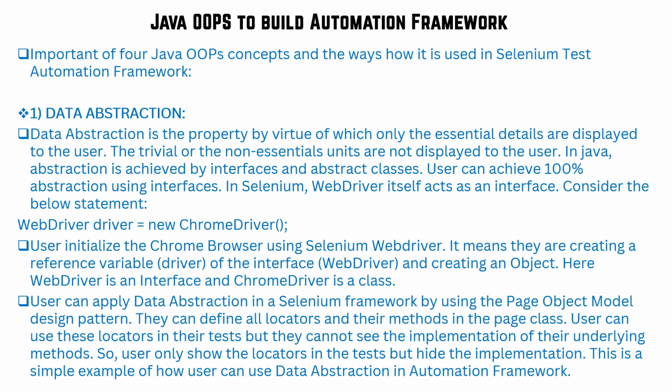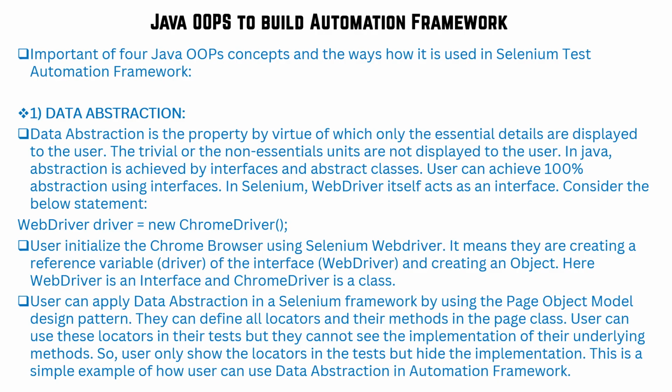OOPS is nothing but the object-oriented programming structure. Java supports it, and all the OOPS concepts we have learned are mostly used in the Selenium test automation framework. There are four OOPS concepts: inheritance, polymorphism, abstraction, and encapsulation. We'll start with abstraction.